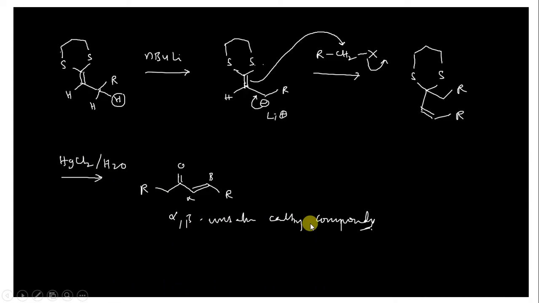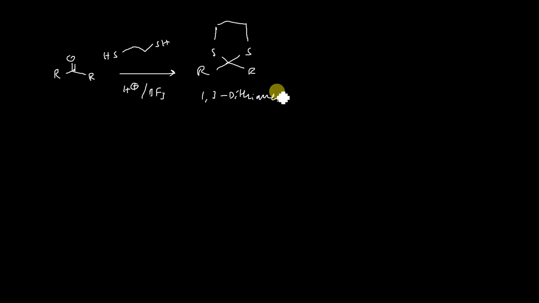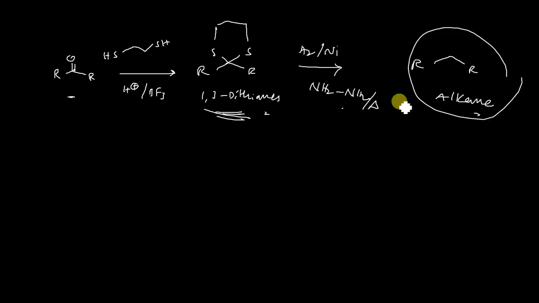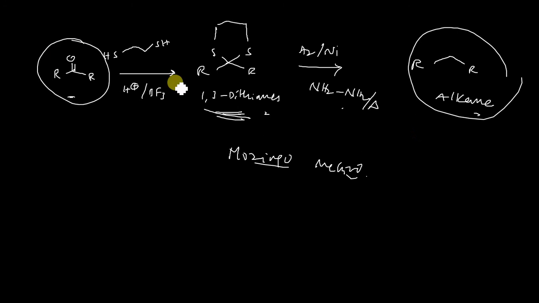And then we can also reduce this 1,3-dithiane, which is obtained from a ketone by treatment with 1,3-propanedithiol in the presence of a protic acid or Lewis acid. If you treat this 1,3-dithiane with hydrogen, that means a hydrogenation process, either with Raney nickel or under thermal conditions, it gives you an alkane as the product. So that means you can also reduce these 1,3-dithianes to alkanes. This process is called the Mozingo method. The conversion of ketone to alkane you can perform using this Mozingo method. So these are all about the applications.